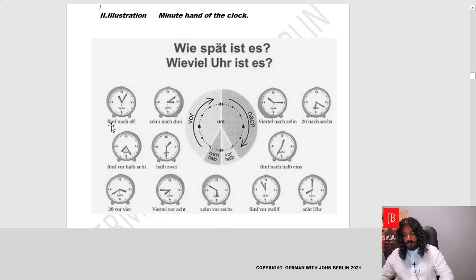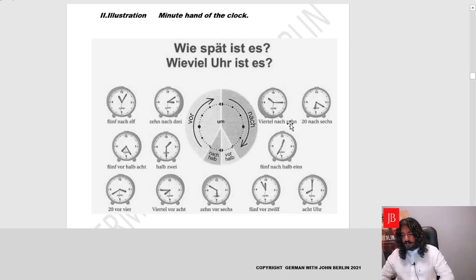It says 5 nach 11. Just like in English, you say 5 past 11. In German, you'll say 5 nach 11. So basically, instead of past, in German you could say nach, which means after. Perfect. Similarly, here we have 10 nach 3. 10 past 3, or like 10 after 3. Perfect.